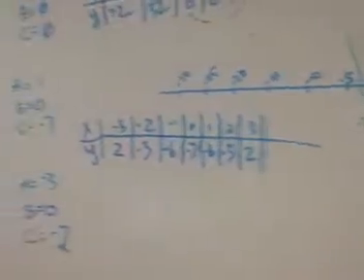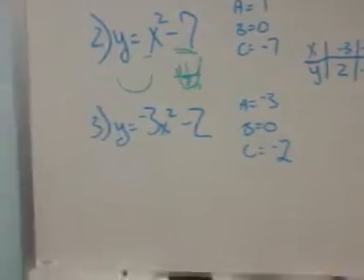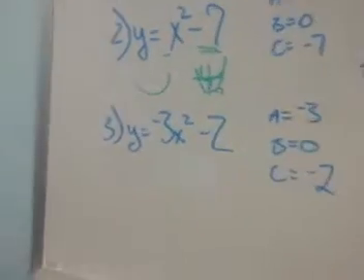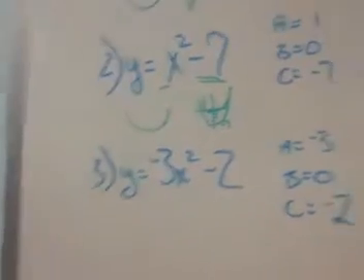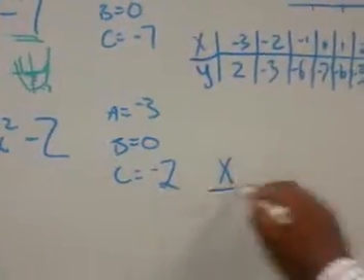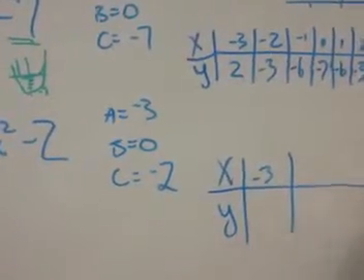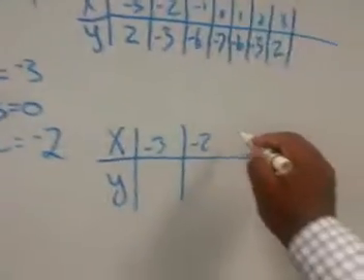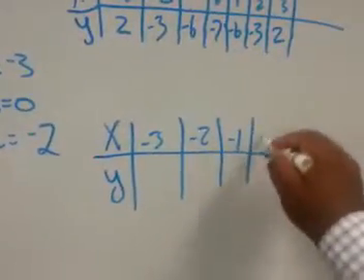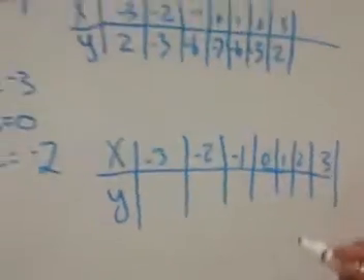All right, so last one. Did get this under 10 minutes, I hope. y equals negative 3x squared minus 2. Have our little handy dandy table: negative 3, negative 2, negative 1, 0, 1, 2, 3.